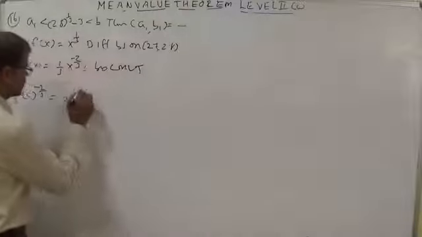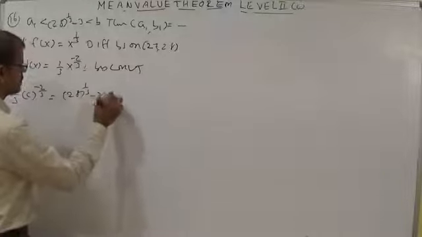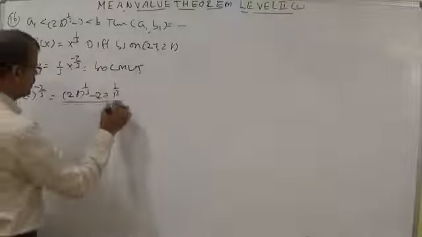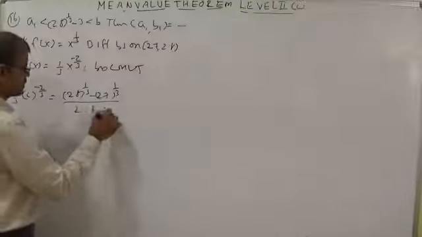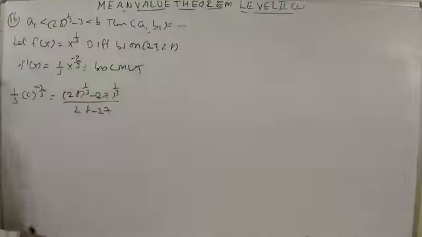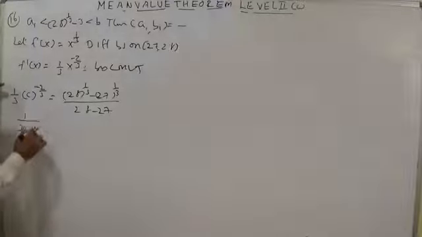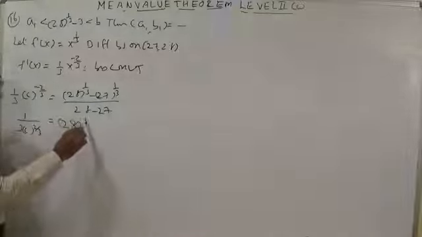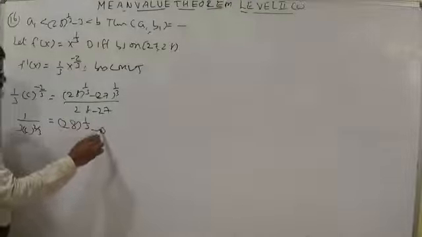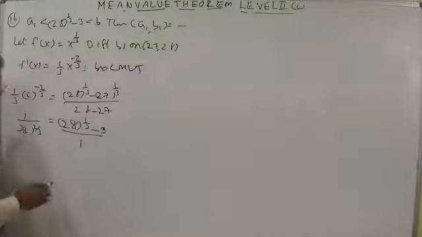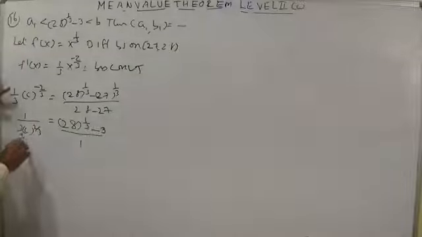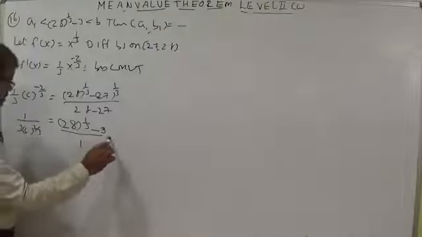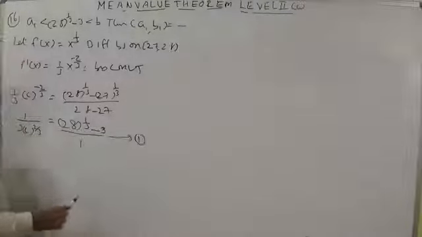28 power 1 by 3 minus 27 power 1 by 3, whole by 28 minus 27. This is the formula f dash c equal to f of b minus f of a by b minus a. You can write here 1 by 3 c power 2 by 3 is equal to 28 power 1 by 3 minus 3, whole by 1. So we got the value 1 by 3 into 1 by 3 c power 2 by 3 equal to 28 power 1 by 3 minus 3. Let it be the first equation.